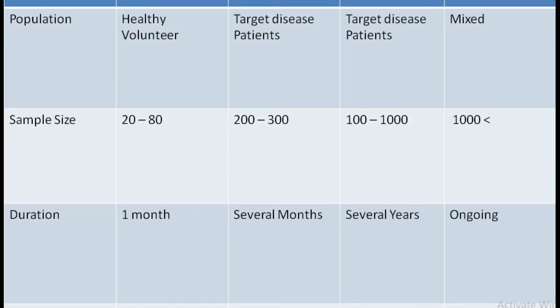The sample size of phase 1 is 20 to 80, meaning we involve around 20 to 80 people. In phase 2, 200 to 300 patients. In phase 3, 100 to 1000 patients. And in phase 4, more than 1000 patients. Duration of the first phase is 1 month. Phase 2 is several months. Phase 3 several years. Phase 4 is ongoing, because it is post marketing surveillance. After the drug comes to market, we don't know for how much time it will stay in the market and be used.